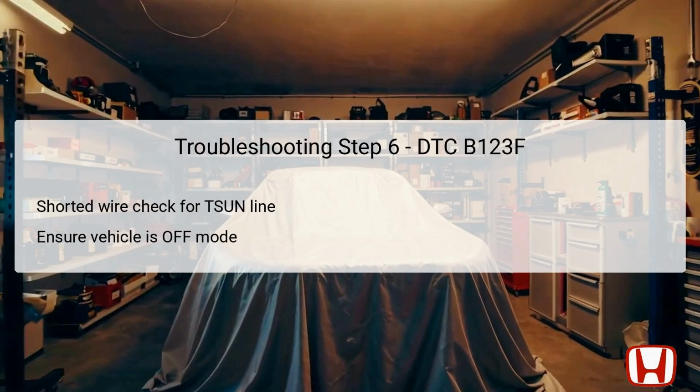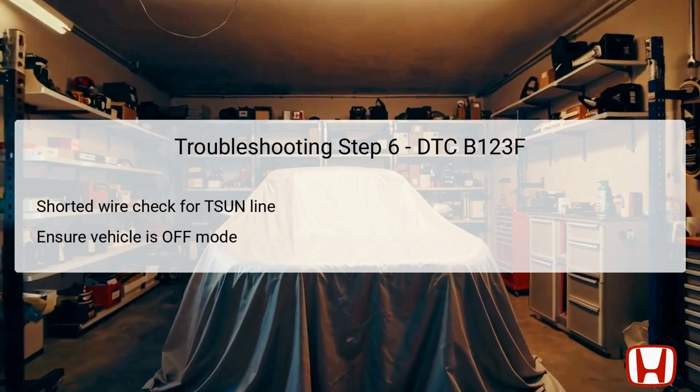In this step, you will conduct a shorted wire check for the T-Sun line to ensure it has not been compromised. Begin by confirming that the vehicle is in the off-lock mode and that both the climate control unit connector A, 32P, and sunlight sensor 2P connector are disconnected. You will then assess continuity between test point 1, which is on climate control unit connector A, 32P, number 10, and test point 2, which you will connect to the body ground.